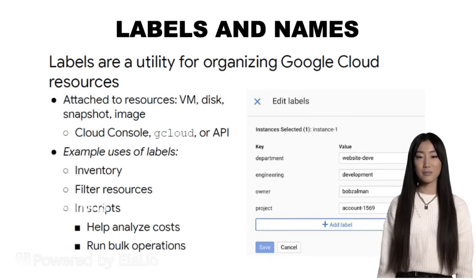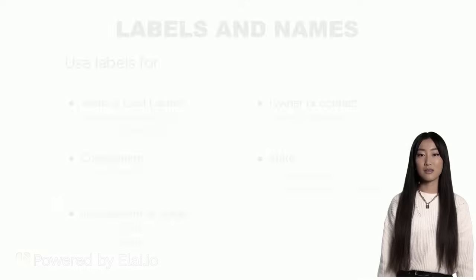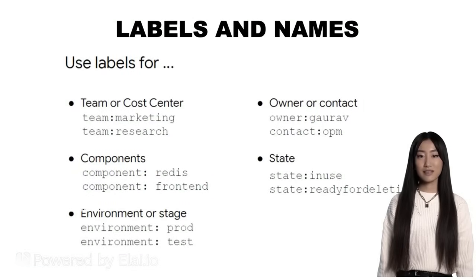The screenshot on the right shows an example of 4 labels created on an instance. Let's look at some examples of what to use for labels. It is recommended that you add labels by team or by cost center to distinguish instances owned by different teams. You can use this type of label for cost accounting or budgeting. For example, Team Marketing and Team Research.